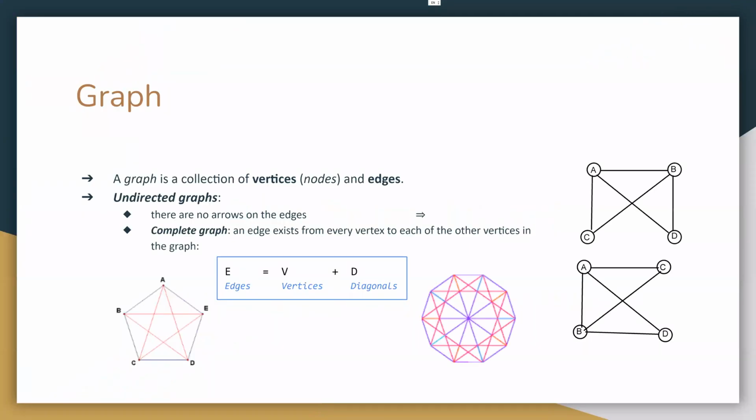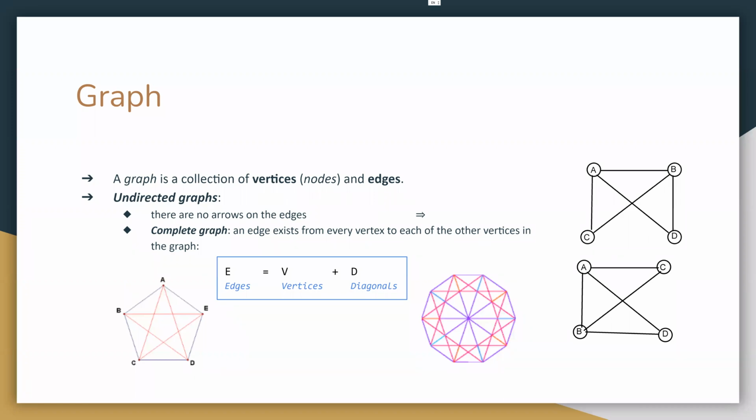So what is a graph? The graph is basically something like this. It has nodes, or we call them vertices, A, B, C, and D in this simple graph, and edges that connect nodes. And a graph is made of these two sets of things. These are undirected graphs, and there's no direction on the edges.